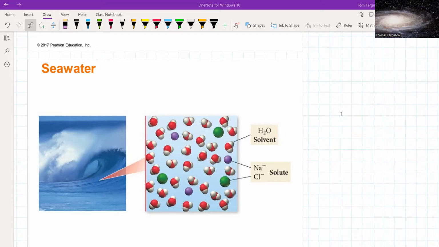Now, is oil and water a solution? Correct. Why? Yeah, exactly. They're heterogeneous. You can tell one from the other.